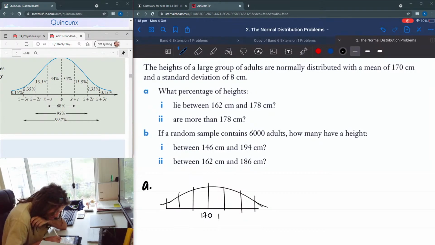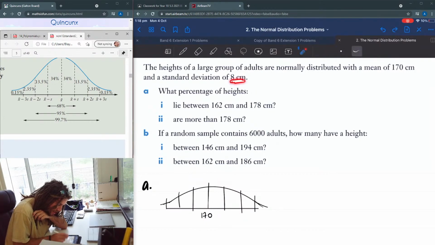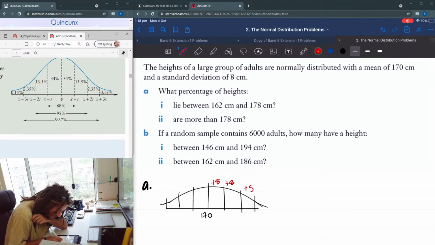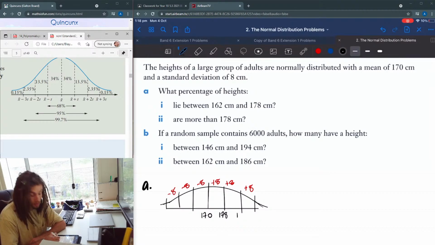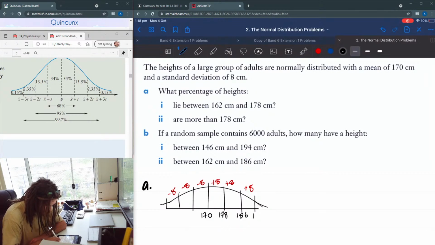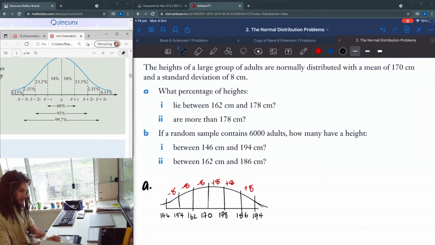Okay, so then this is 1. Now, because the standard deviation is 8, that means I'm going to start adding 8s. So plus 8, plus 8, plus 8, minus 8, minus 8, minus 8. So then this is 178. This is 186. And this is 194. Why was that so hard? 162, 154, 146. I don't know why that was so hard. It's making me look stupid.